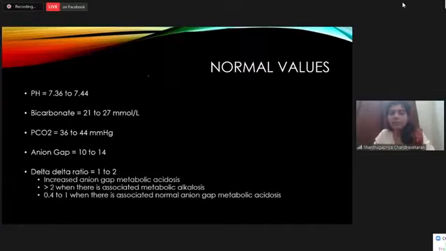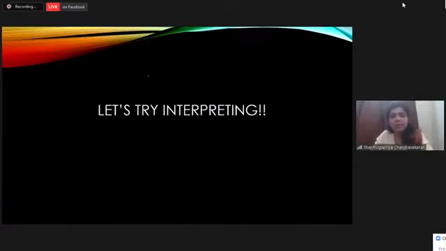Delta-delta ratio, this is how you interpret. If it's between 1 and 2, it is just increased anion gap metabolic acidosis. If it's more than 2, there is associated metabolic alkalosis. If it's between 0.4 and 1, it is associated normal anion gap metabolic acidosis. Now, let's try interpreting. So look at this ABG chart. First, look at the values. pH.